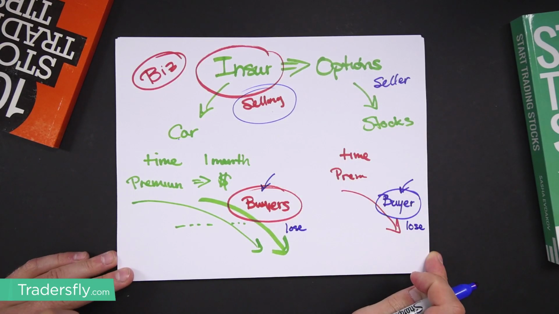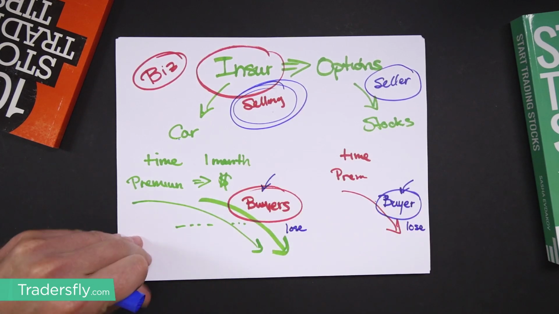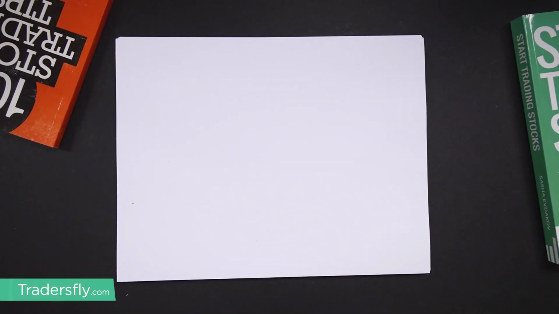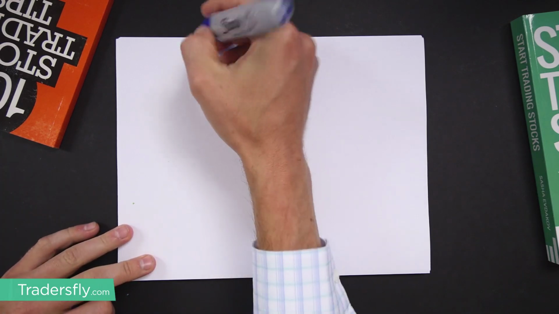In our case, what we want to do is switch. We want to be the seller. We want to be the insurance company. And that's what I'm going to show you here in the simplified version of how you make money in options. So how do you make money in options? Well, you are a seller normally.